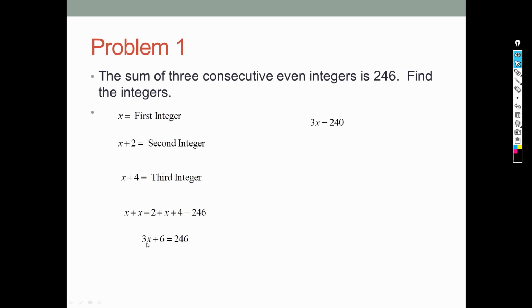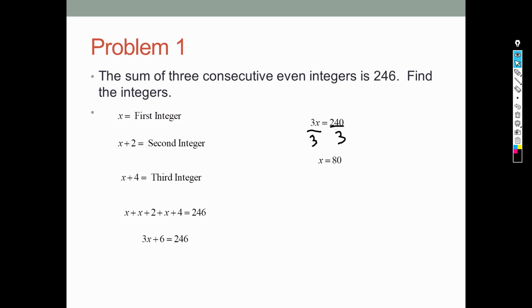Okay, so here I subtracted 6 from both sides. So 6 minus 6 cancels, so it gives me 0. 246 subtract 6 is 240. And then to solve for x, I divide both sides. To isolate the x, we divide both sides by 3. And of course that will give me x is equal to 80. Okay, that's the first one.